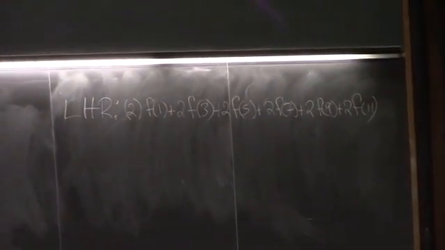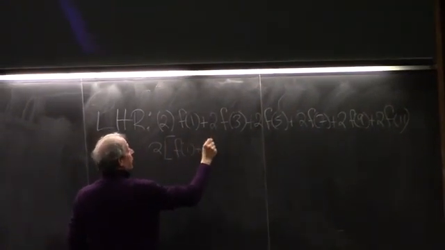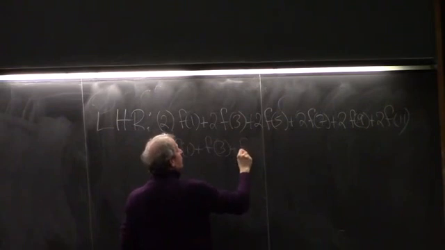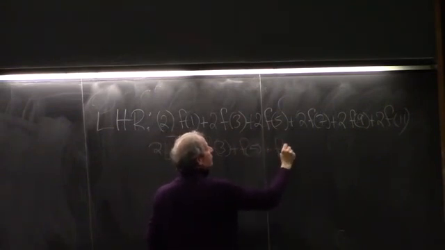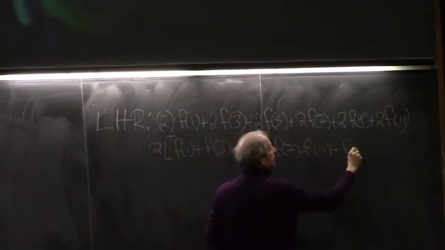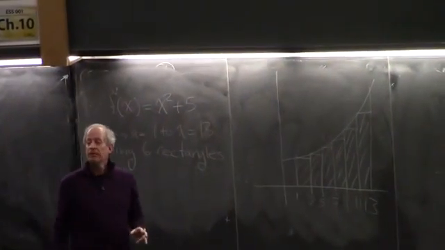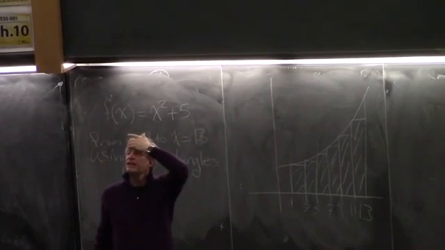Okay? And I could certainly factor 2 out. So I could also say this is 2 times f1, f3, f5, f7, f9, f11. Okay? And then I just have to evaluate f of 1, f of 3, f of 5, which I find by plugging into the equation. Right? F of 1 is 1 squared plus 5, f of 3 is 3 squared plus 5, and so on. So we understand this? This is called the left-hand rectangle.